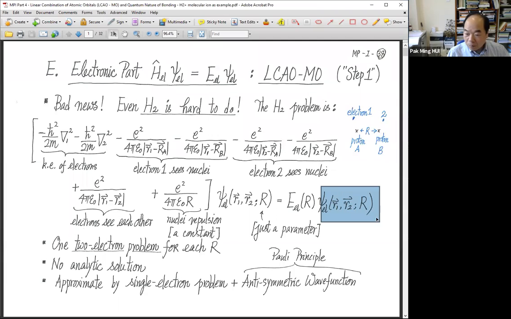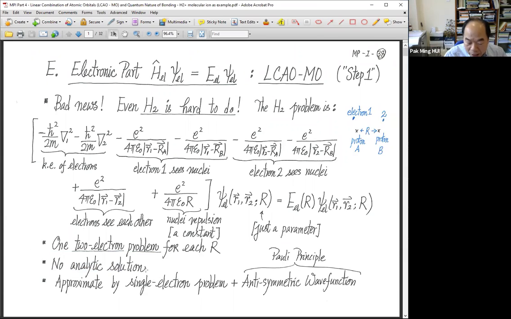It is a 2 electron problem, 1 for each value of the separation. So many problems to solve. Don't worry, no one can do it, so we don't need to do it. There's no analytic solution for that. Nonetheless, there are many numerical solutions. So there are good answers for you to compare with when you make some approximation.